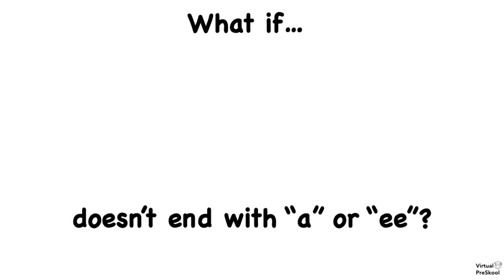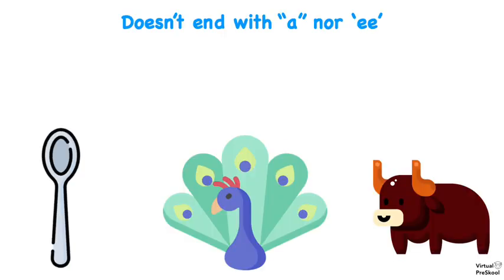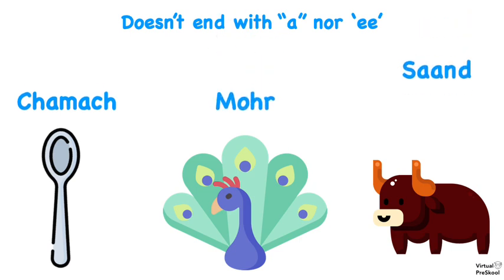Right about now, you probably have a question swirling in your brain. Does that mean that all Hindi nouns end with an a or an e? Nope, they don't. So then what do we do with nouns that don't end with a or e? For example, chammach, more, and sand. There's no a's, there's no e's. So what do we do?